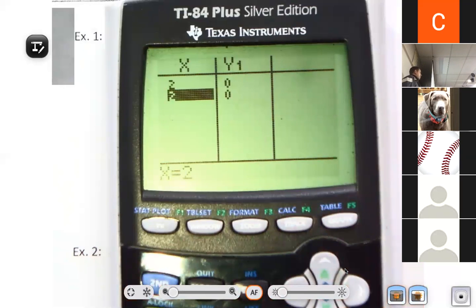Now, is your calculator set where it just generates all the numbers? Okay, I would change that setting, and I'm going to tell you why.